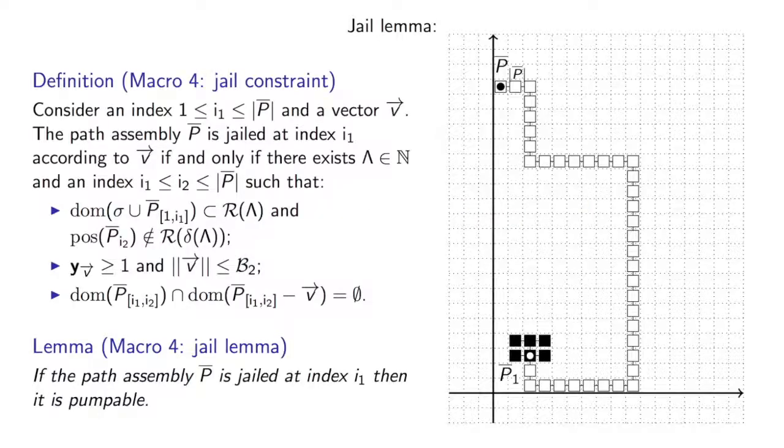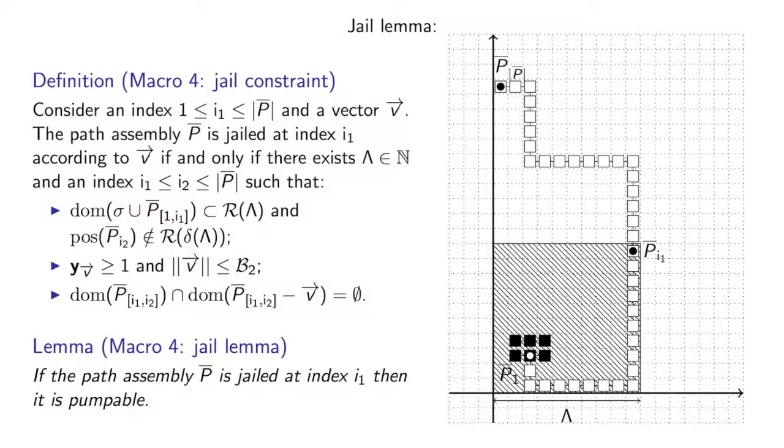Now, we conclude the proof of the jail lemma. First, we resume the jail lemma. See videos 7 and 8 for more precise definitions. Consider a path assembly P which satisfies macroscopic conditions and which is producible by a deterministic tile assembly system. Here, the seed is in black. Also consider a vector V whose norm is bounded by B2. The definition of this bound is available in the article.